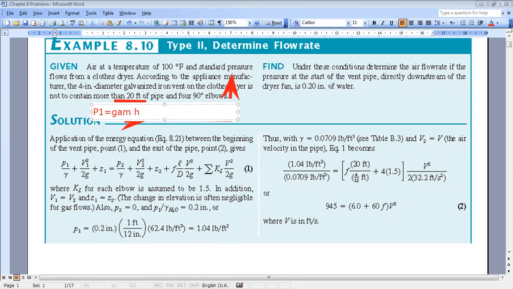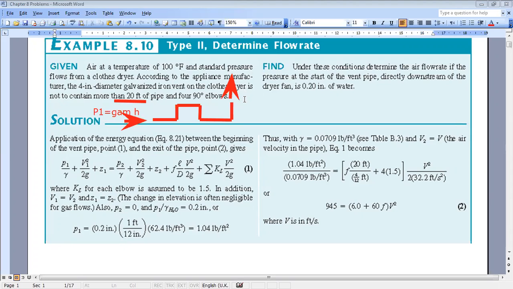So when you work in English units, you should use feet, because gamma is given in lb per feet cube. So pay attention to convert the height of water into feet. You know that 1 feet corresponds to 12 inch, so you should divide this value by 12 to get the value in feet. Okay, and from here you can determine what is the value of P1.